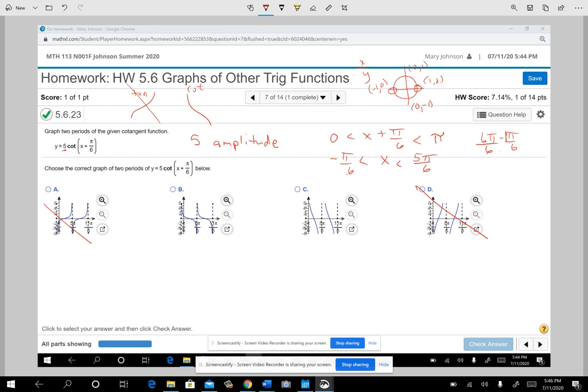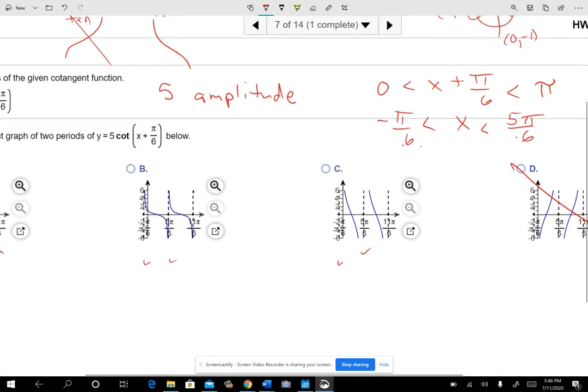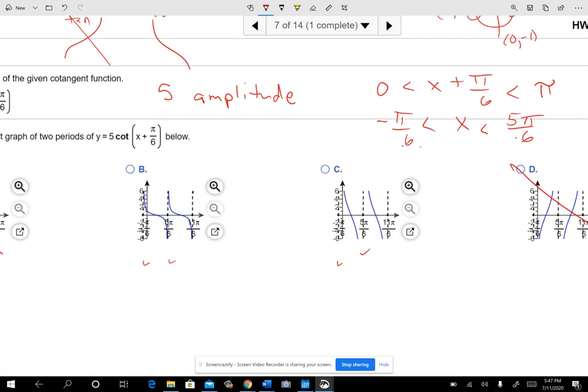Okay, so I know it's between B and C, and both of them have the asymptotes that they need to have, don't they? Okay, so the asymptotes don't help us. Both of them are starting like they're supposed to at negative pi over 6. So it really has to do with that 5 and what you remember happens on cotangent. Okay, so remember how you have things being undefined at the beginning and the end. So you have vertical asymptotes there.